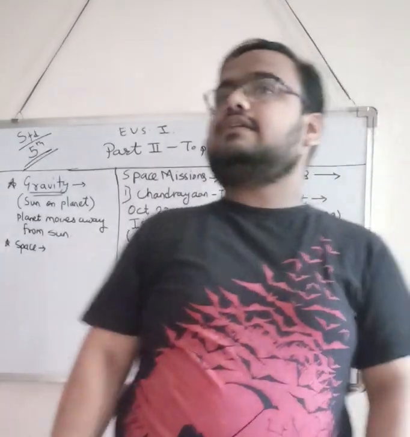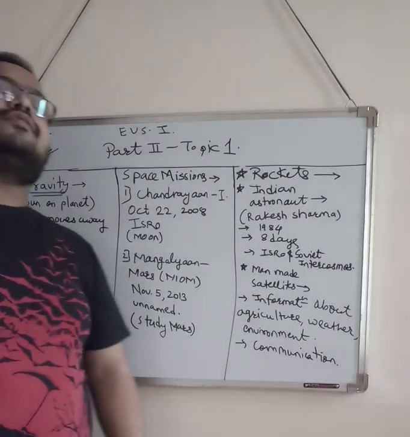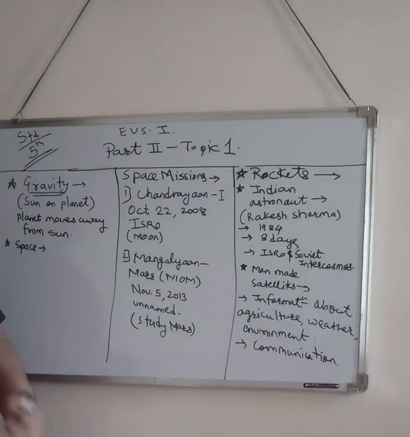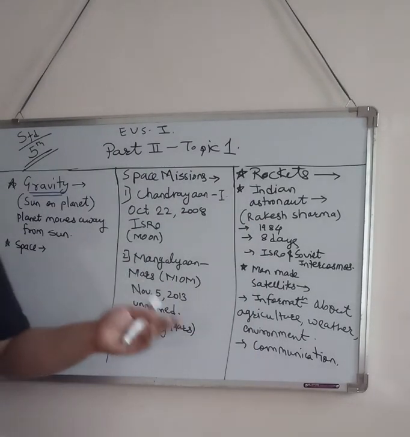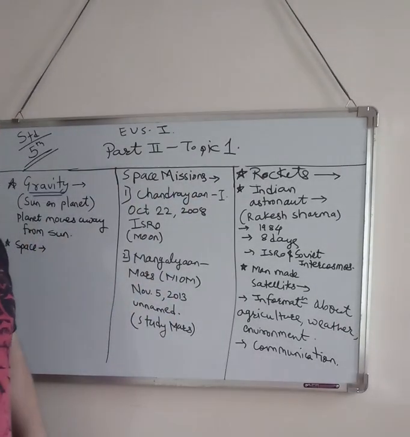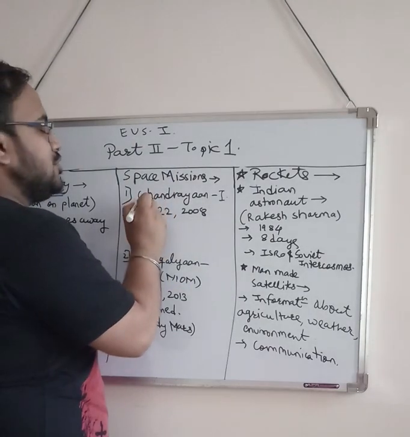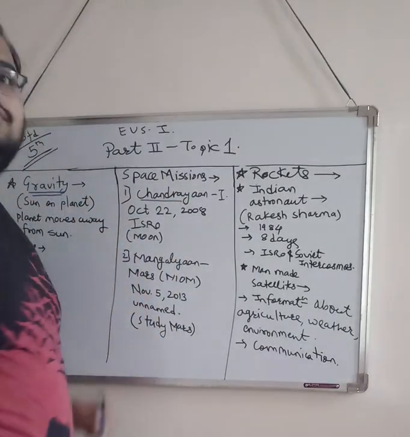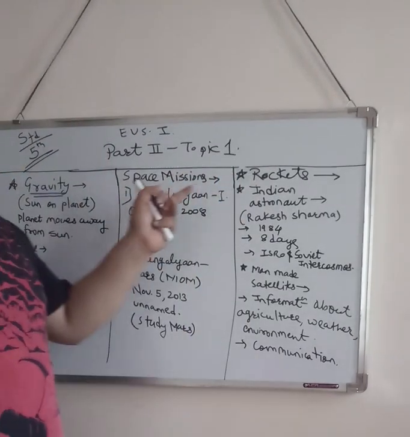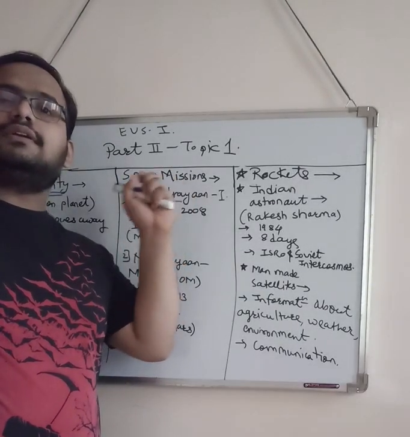Further is space missions. Different scientists, different astronomers have studied about space. The mission means the different challenges in space. So first was Chandrayaan 1. Chandra means moon, and Yaan means a rocket or a machine. Chandrayaan 1 was launched on 22nd October 2008.